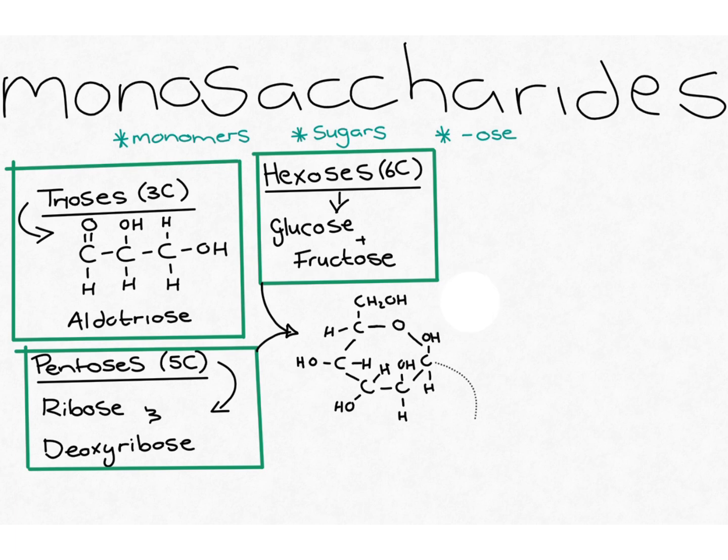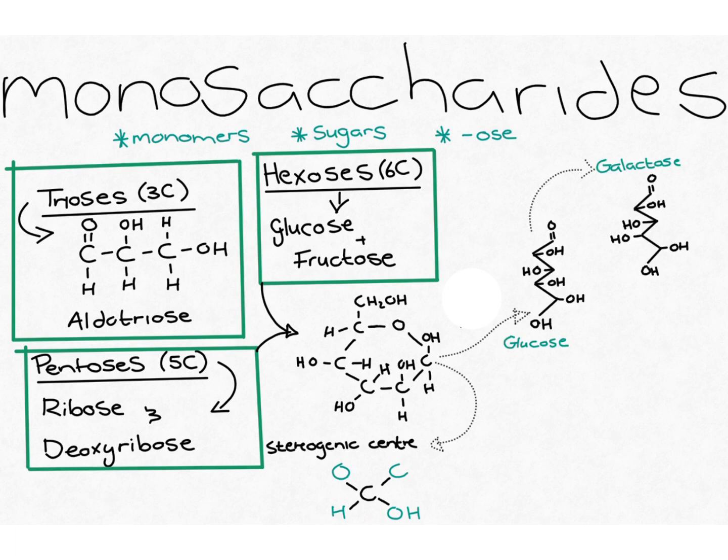Now, if you do not know which carbon the anomeric carbon is, it will be the carbon that acts as a stereogenic center. A stereogenic center is an atom that is bonded to 4 distinct atom groups. In glucose, it will be this carbon, as it's bonded to a carbon, an oxygen, a hydrogen, and a hydroxyl group. Glucose has other isomeric forms as well, namely galactose, where the orientation of the hydroxyl group on carbon 4 is different, and also fructose, where the aldehyde is now a ketone.